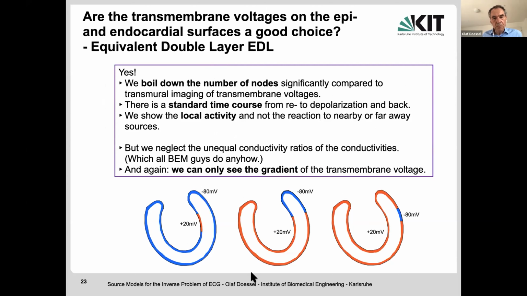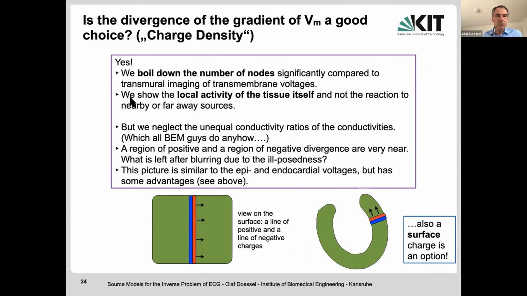This is then the double layer. We go to the surface, we project all the sources onto the surface, and this is very effective because we boil down the number of nodes significantly compared to transmural images. Still, we have a standard time course from repolarization to depolarization, and we still show the real activity and not the reaction to faraway sources. So this is something that I would say is a very good choice.